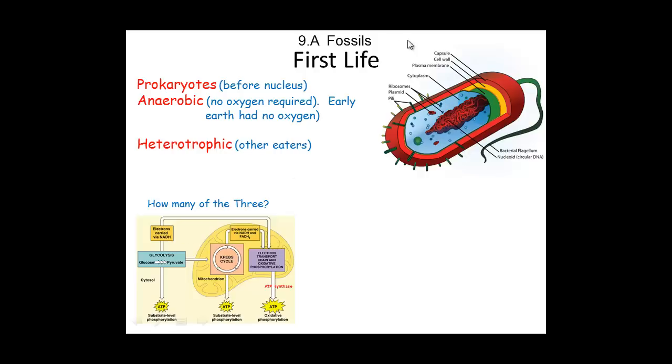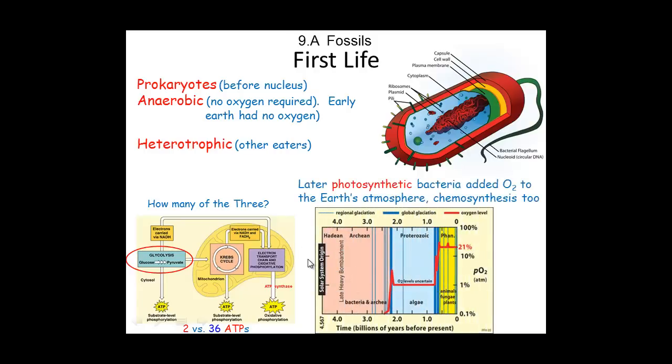But if you actually are a prokaryotic anaerobic critter, all you can do is glycolysis, which produces 2 ATPs versus the 36 that your body can get from the 2 here and the 34 through Krebs cycle and electron transport happening inside the mitochondria.